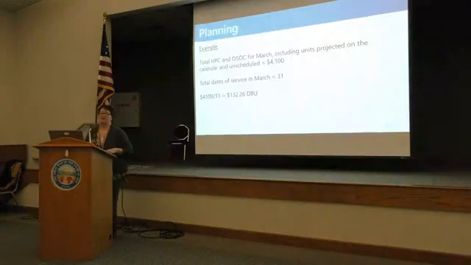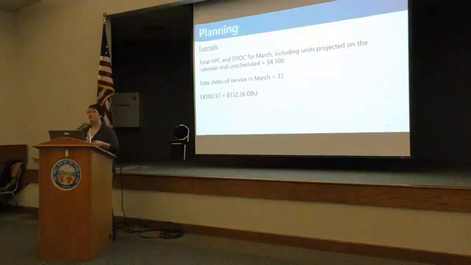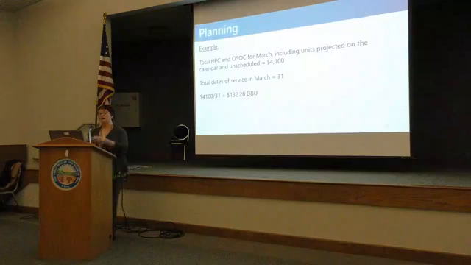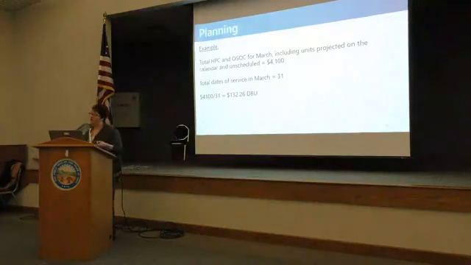So just a quick example, your HPC and on-site on-call for March, including units projected on the calendar and unscheduled, let's say are $4,100. The total dates of service in March are 31. You take the 4,100 divided by 31, and your 132.26 is your daily billing unit. No big math, no big magic. It's pretty simple. What are your costs? How many days in that month? And here's your DBU. Now, obviously, as we get into this, we'll see where it'll adjust because you'll have those non-billable days.